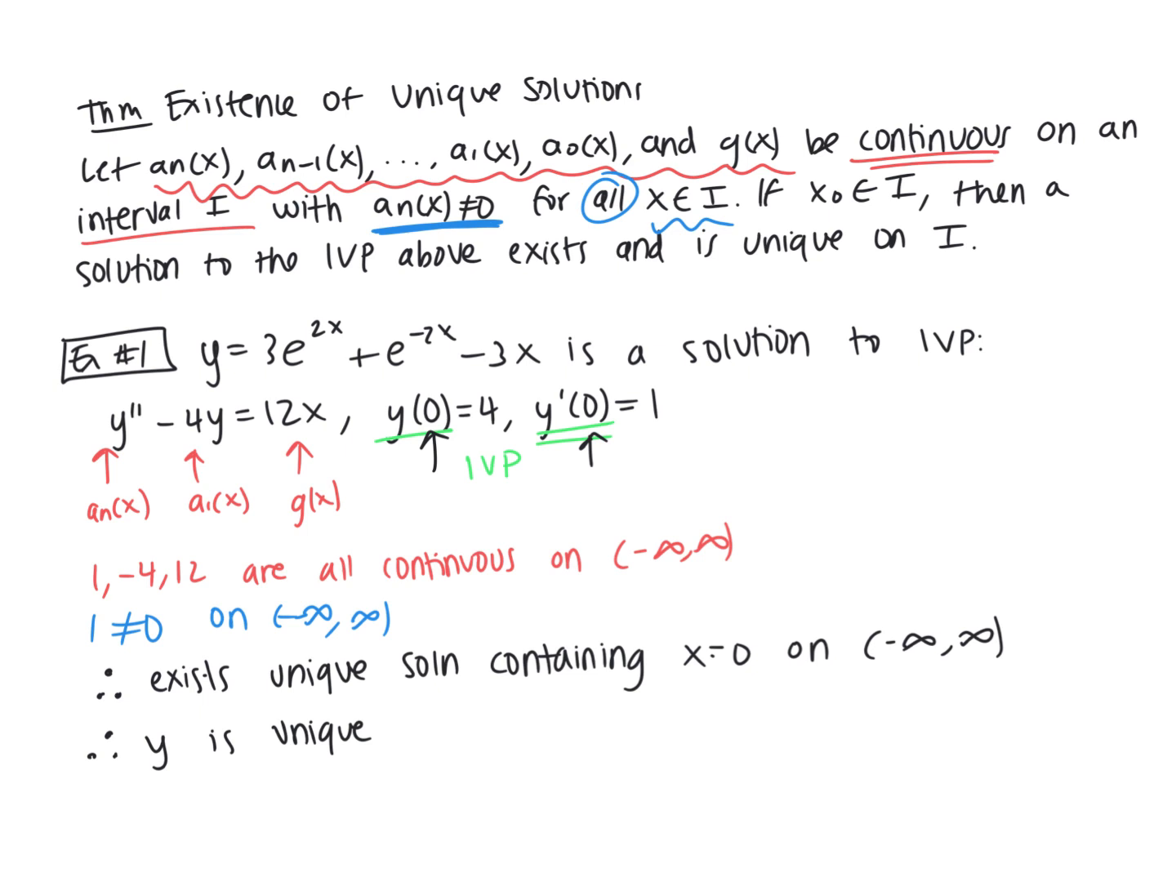Aaron? We have like a little arrows, the one under y double prime, what does that say? The a_n(x)? Yeah. So in this case, it would be a_2 of x since it's second order, but yeah.